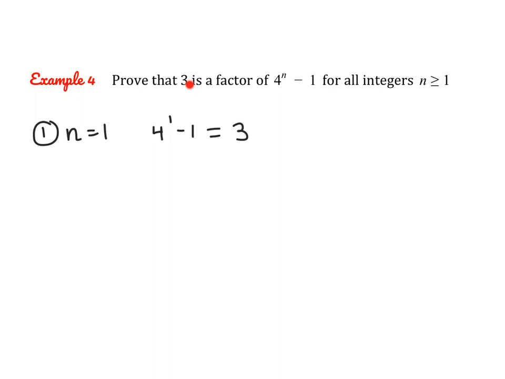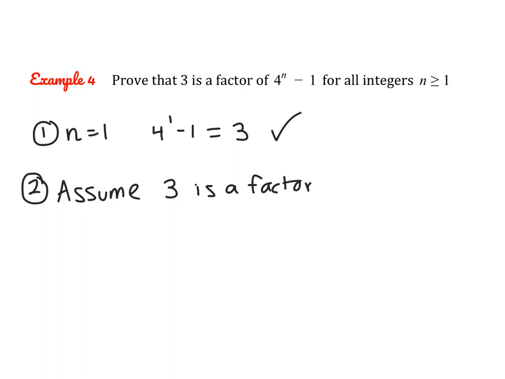Well, 3 is certainly a factor of 3, so this first statement is true. So now step 2 is we're going to make our assumption that this is true for the integer k. We're just going to assume that 3 is a factor of 4 to the power of k minus 1. And you do need to write out 3 is a factor of 4 to the power of k minus 1. We're assuming that this statement is true for the integer k.